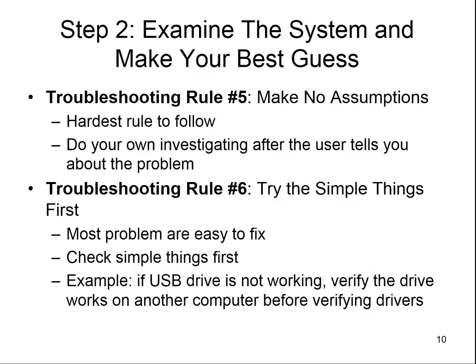You're now ready to start solving the problem. Rules 5 and 6 can help. Rule 5 states make no assumptions. This rule is the hardest to follow because there's a tendency to trust anything in writing and assume that people are telling you exactly what happened. But documentation is sometimes wrong, and people don't always describe the events as they occurred. So do your own investigation.